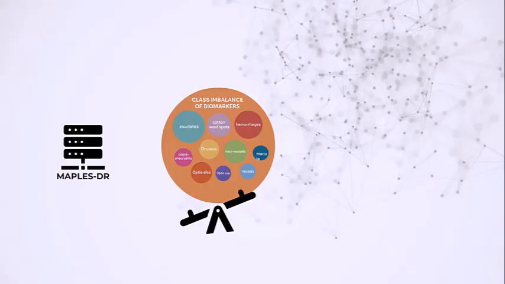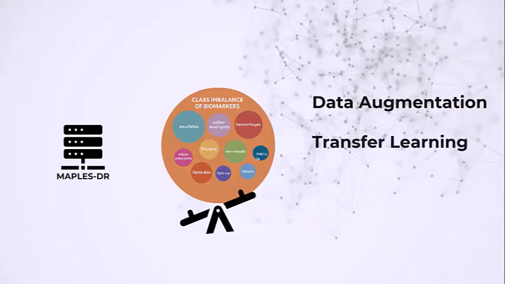Like any dataset, MAPLES DR has limitations. It's relatively small, and there is a class imbalance of the biomarkers. This imbalance can lead to overfitting, if not carefully managed. However, techniques like data augmentation, transfer learning, and class weighting can help reduce these issues.